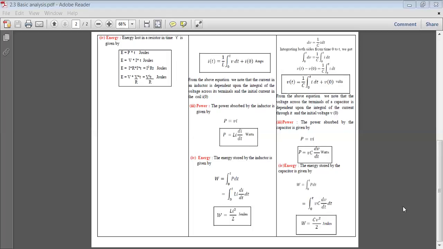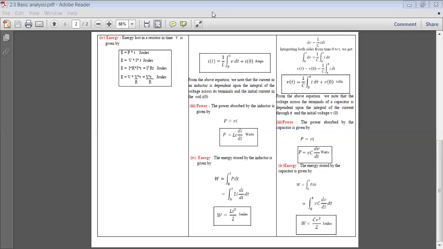Now come to the energy stored by the inductor. We can write W is equal to integral of P dt. If we solve this, we get W is equal to L i squared by 2 joules. So this is called the energy stored in the inductor, L i squared by 2.